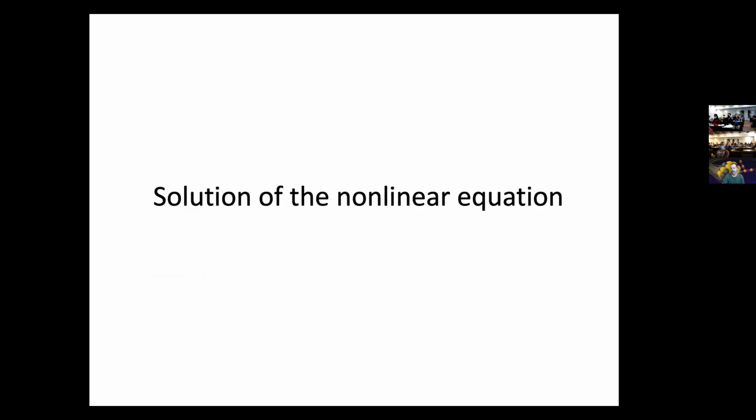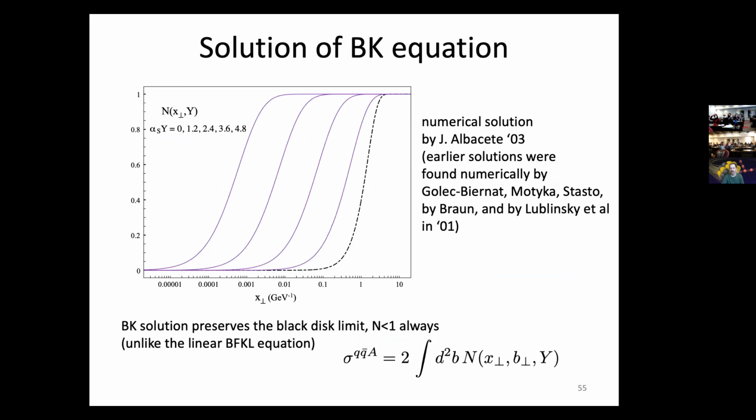Okay, let's move on. If there are no questions, let's move on to solving the evolution equations. And I'm going to go back to the large NC limit and solve the equation for the dipole amplitude. And the exact analytic solution, which is valid in all regions, is not known. There are various approximations in various corners of phase space, which I don't have the time to discuss.